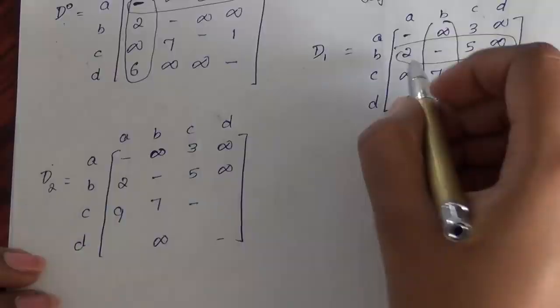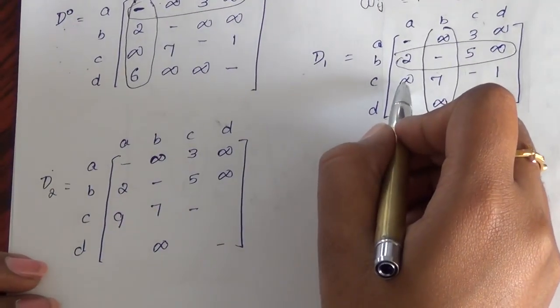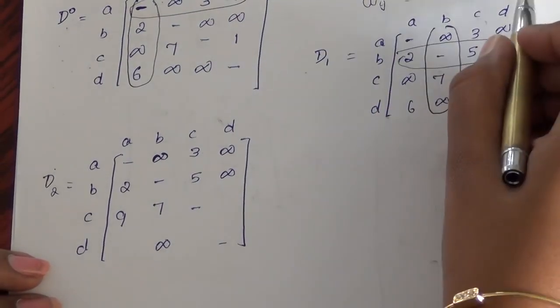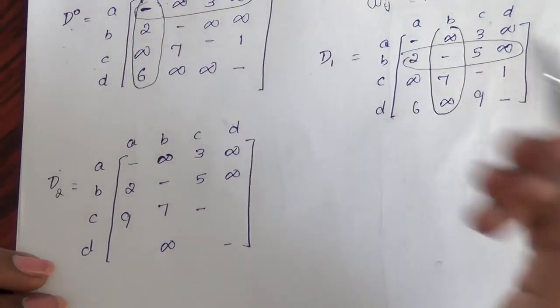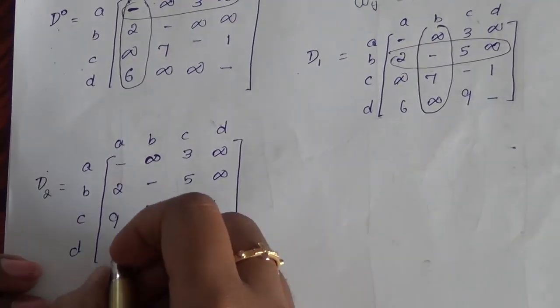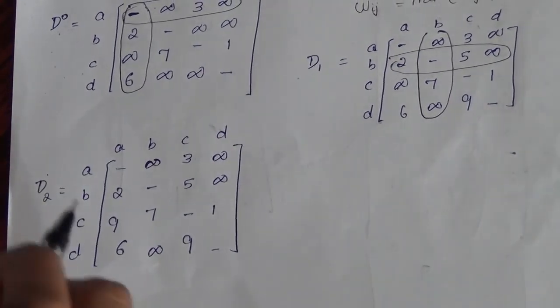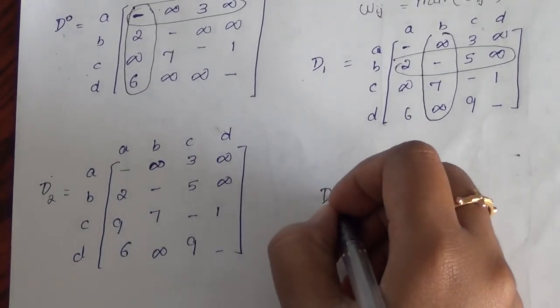So here it is 9, because here we have the value as infinity, and Wik plus Wkj will be 7 plus 2, which is 9. So it is the minimum value, so I am replacing it, and here it is 1, 6, infinity, and then it is 9.